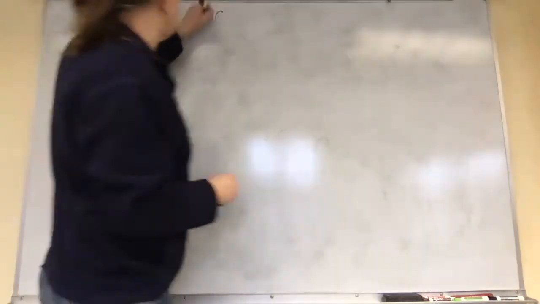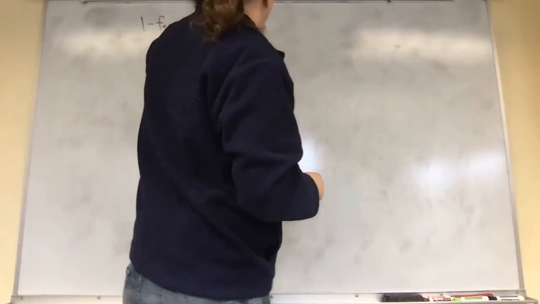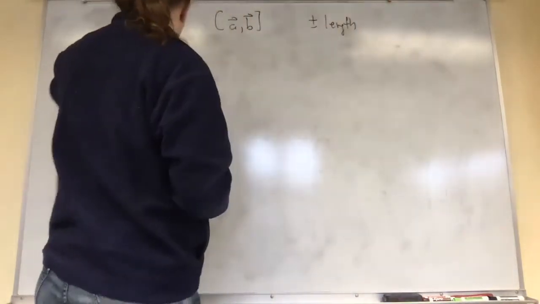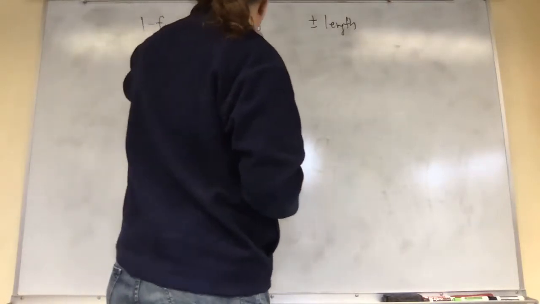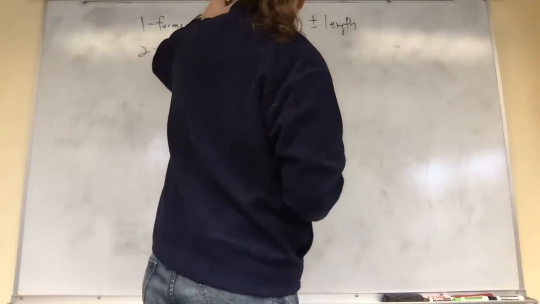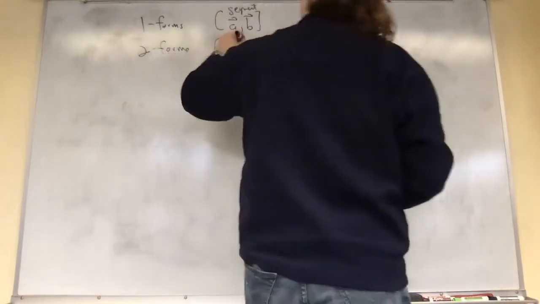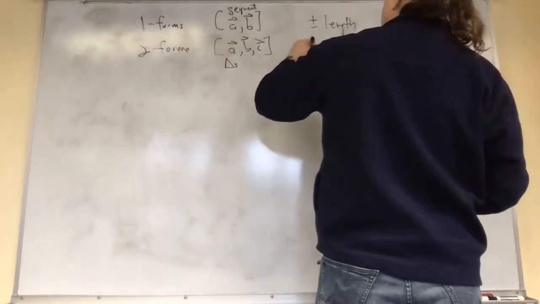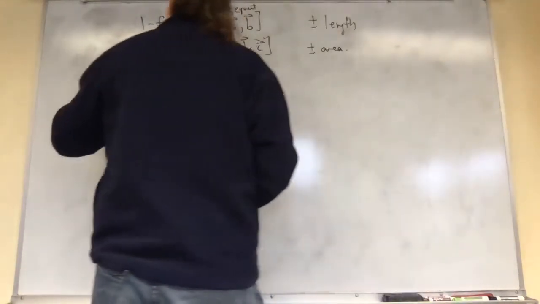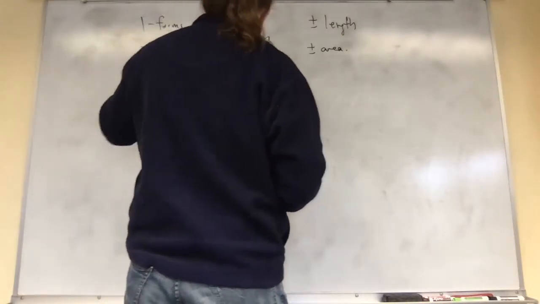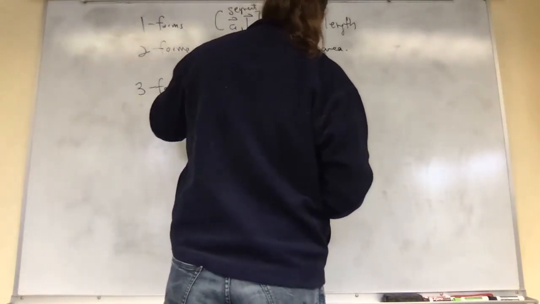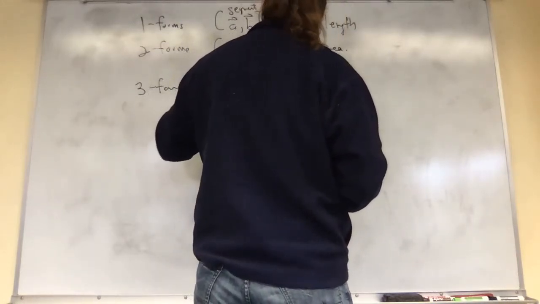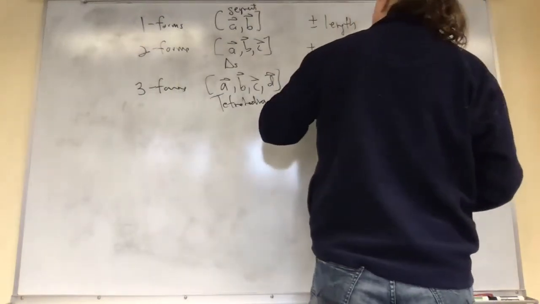So remember, 1 forms, we had 2 points. And they tell us plus or minus the length. This is getting tiresome because we do this so many times. And these were called segments. And for 2 forms, we had 3 points, and these were called triangles. And we get plus or minus the area. And for 3 forms, we have 4 points, and they are called tetrahedra. And we get plus or minus the volume.